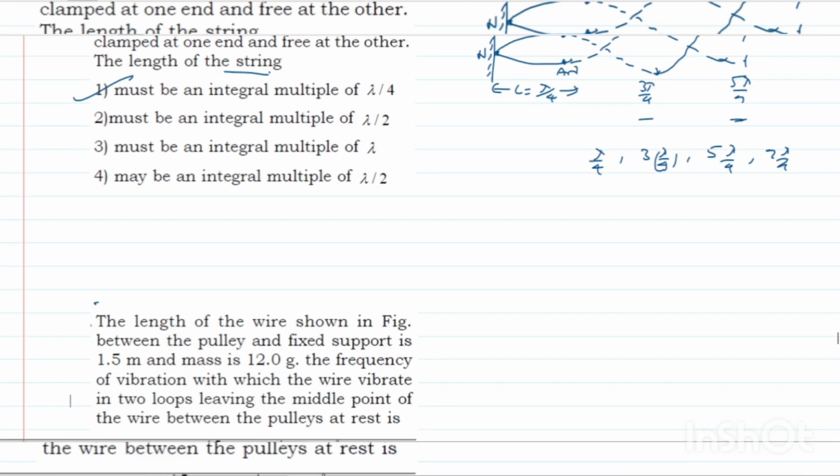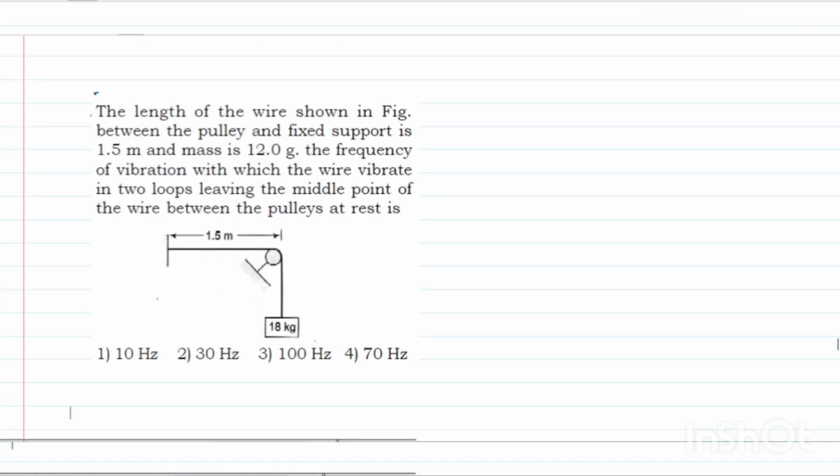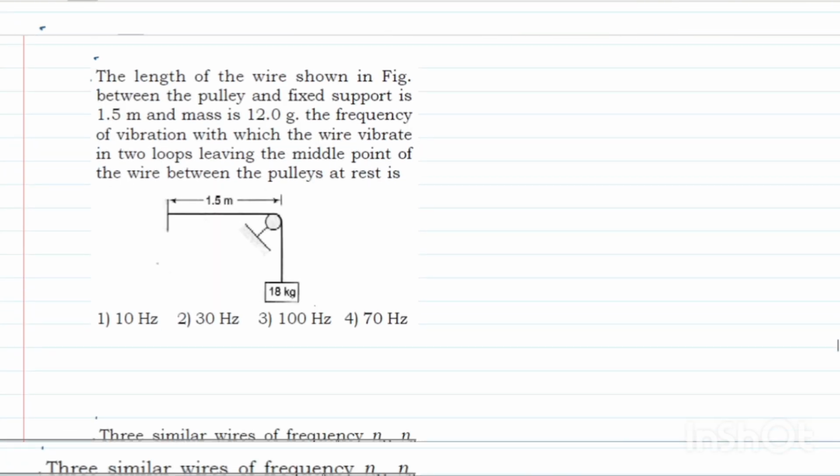And let us see the next question. The length of the wire is given as shown in the figure. The distance between the pulley and the fixed support is given as 1.5 meter, and the mass is given as 12 grams. The frequency of the vibration with which the wire vibrates in 2 loops is given, and the middle point of the wire between the pulley is at rest.